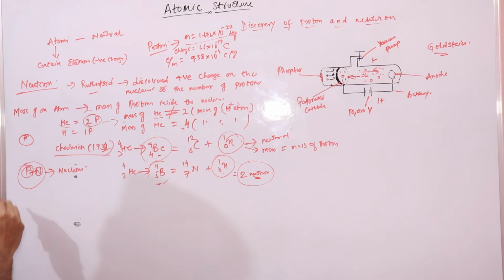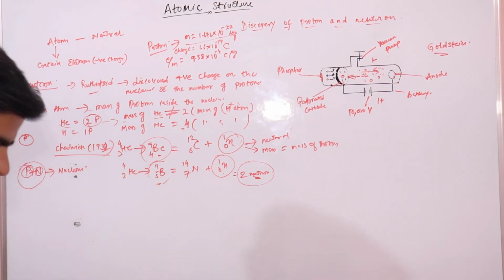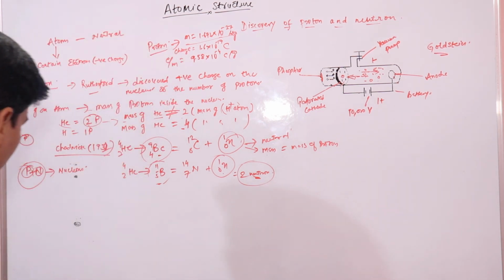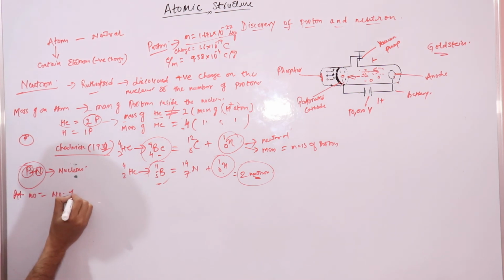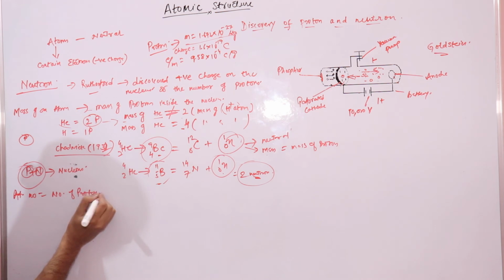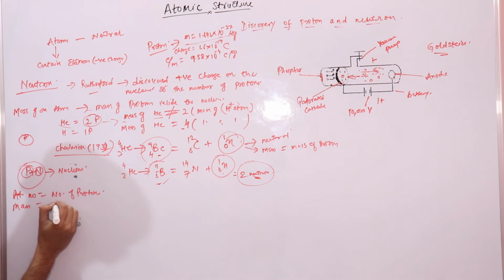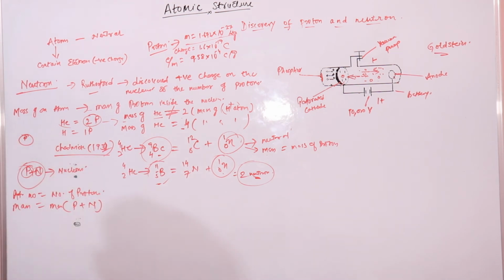The atomic number of any element is the number of protons. We already know this. Atomic number is equal to the number of protons, and mass number is equal to the number of protons plus neutrons. So this is it.